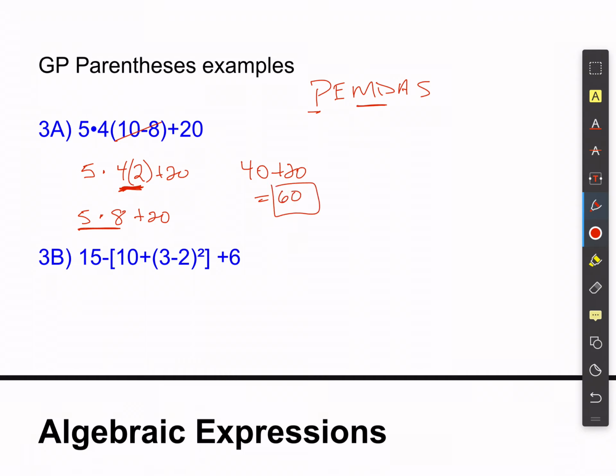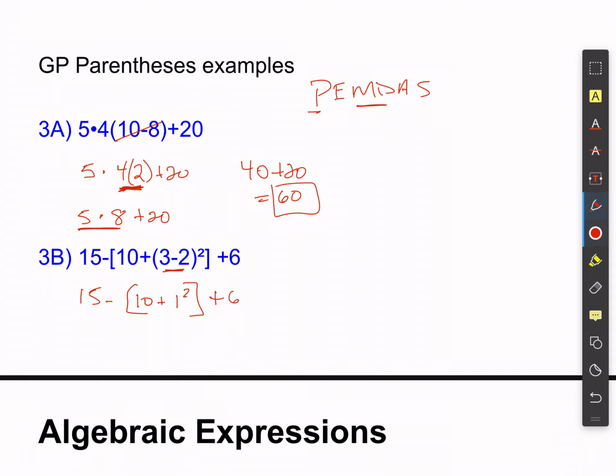All right, for 3b, this is parentheses within parentheses here. So we have parentheses inside parentheses. I'm going to solve that first. 3 minus 2 is 1. So I have 1 squared plus 10 in these brackets. Technically those can go to parentheses once I got rid of the inner ones.